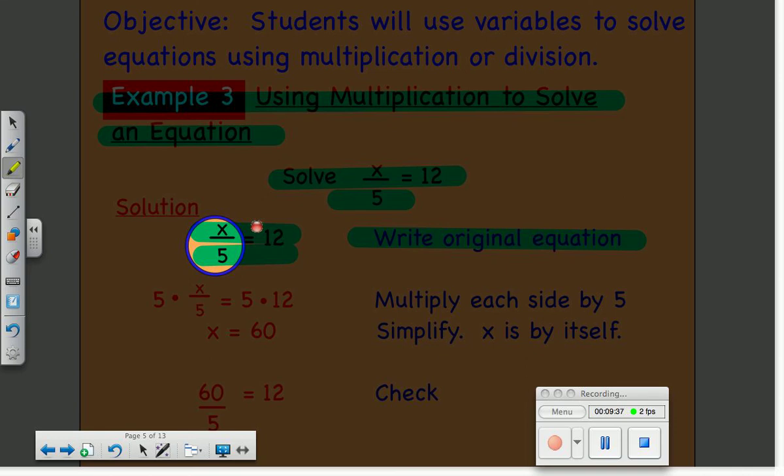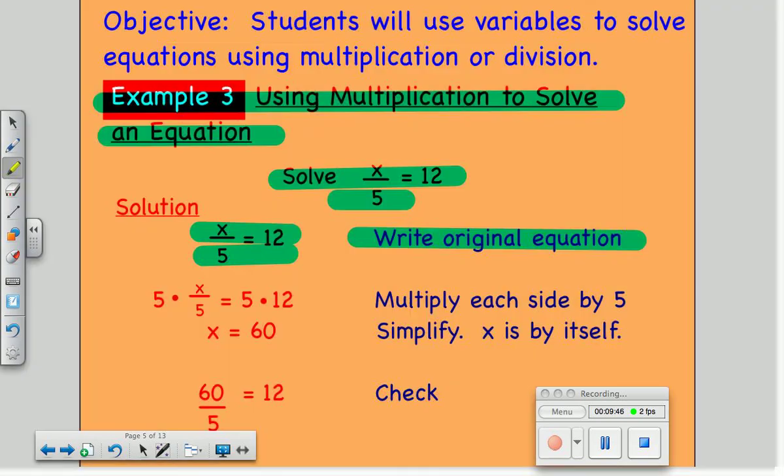I'm dividing x by 5. What's the opposite or inverse of division? Multiplication. How much do I multiply by? 5. Multiply this side by 5, the left. Multiply the right also then by 5. Multiply each side by 5.